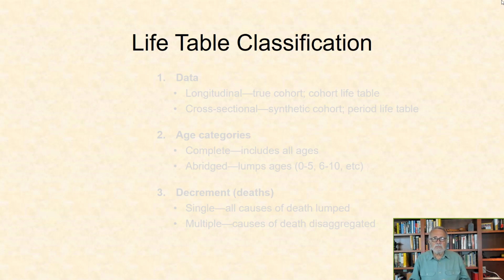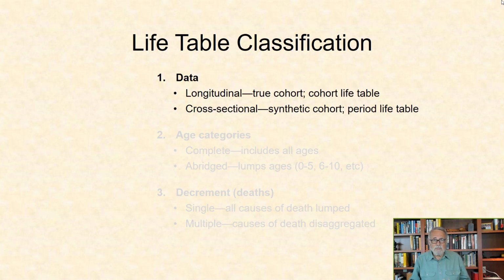Life tables are classified according to 3 categories. The first is by data type, including longitudinal, where data are gathered on a true birth cohort, or by cross-sectional data, where a synthetic cohort is used. This is used to construct a period life table, a method I will cover in a subsequent module.